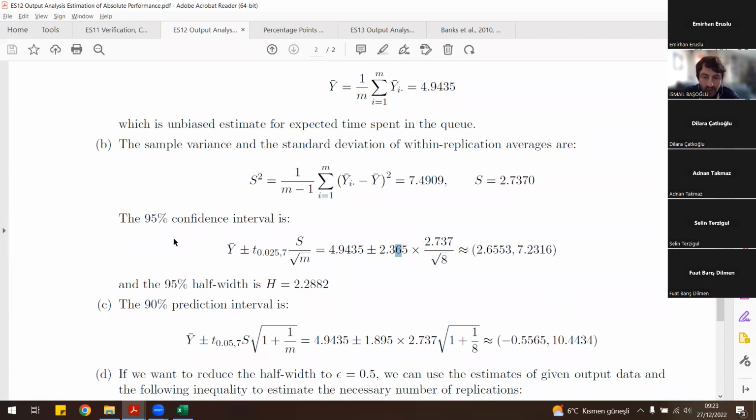Okay, we cannot say that with 95% probability it is in this interval. We cannot say this, but we can only say that with 95% confidence level, the true expected waiting time in the queue is in this interval.